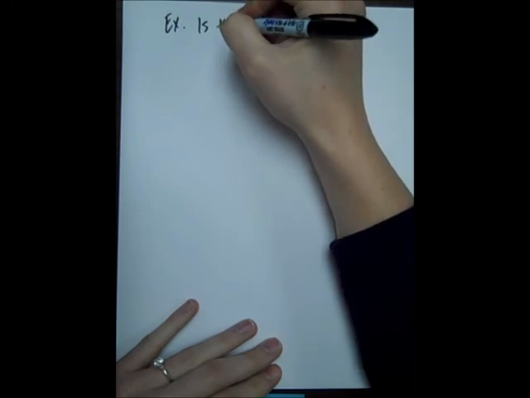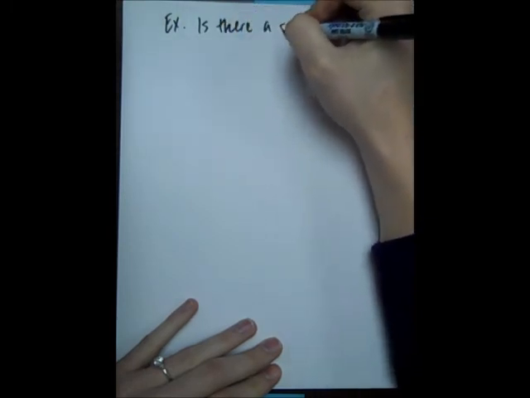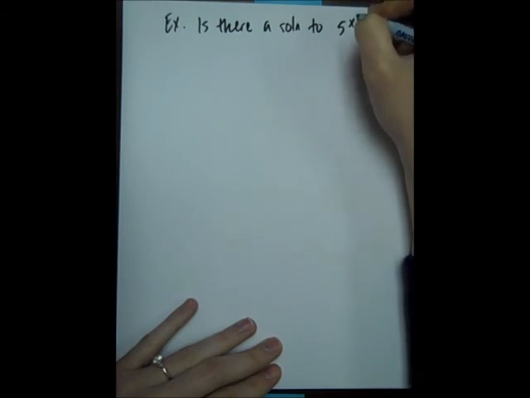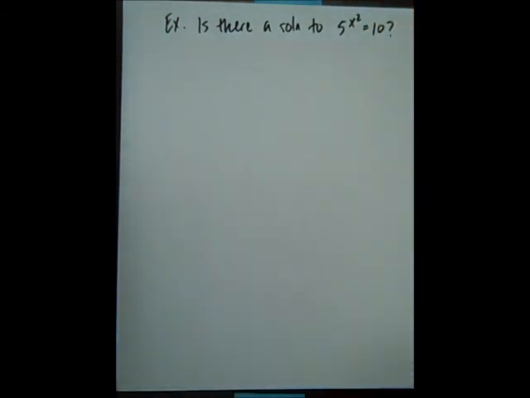So is there a solution to 5 to the x squared equals 10? So does there exist an x such that this equation is true? Now the question doesn't say find the x such that this is true. It just wants to know, is this true? So is there some x to where this is true?